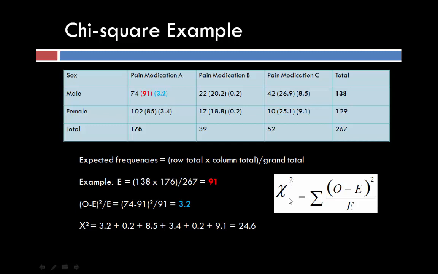Again, our chi-square test statistic is equal to the sum of all of these observed minus expected squared divided by expected. So we would calculate this for each individual cell, which is what I have here in the brackets. The second set of brackets here is what we would add up for each cell. So 3.2, which is from the first cell there, 0.2, which is from here, 8.5, which is from here, and so on and so forth. So we get a grand total of 24.6. This would be our chi-square test statistic.